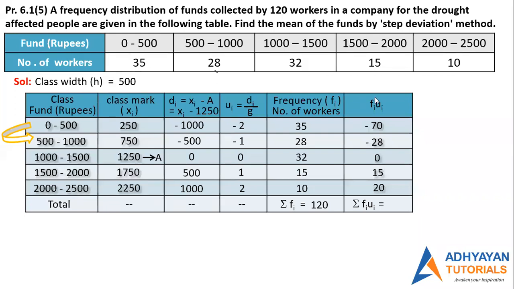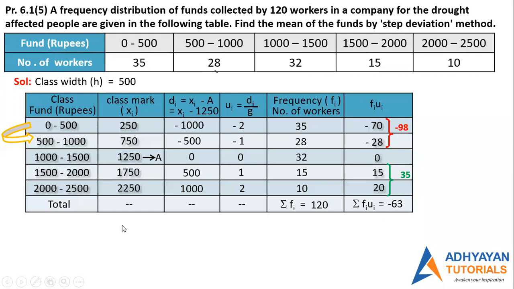Okay, now how to add up FIUI? First, we add the negative numbers always. Minus 70 plus 28 is 98. And since both the numbers are negative, it will be minus 98. 15 plus 20 is 35. And I have told you, always subtract these two numbers. 98 minus 35 is 63. Now, since 98 is the bigger number and it is negative, it will be minus 63.